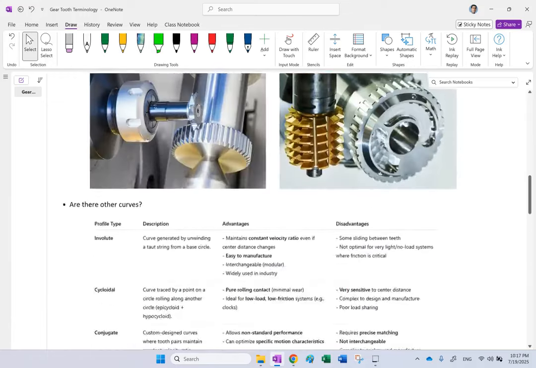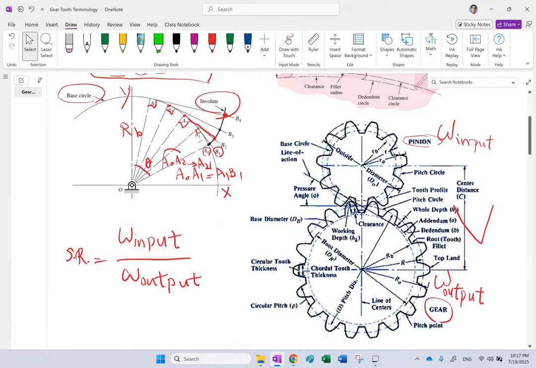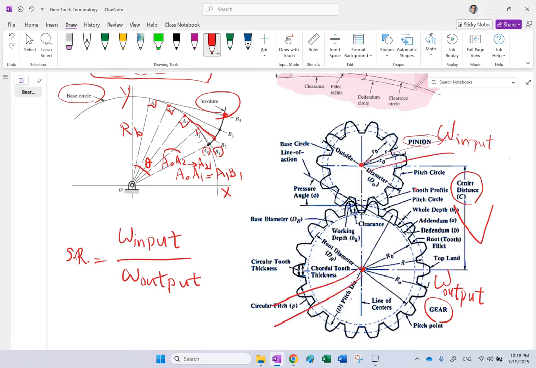But clearly, this depends on the fact that these teeth are well engaged with each other and everything is working perfectly. And one of the conditions for that is that this distance from the center of gear 1 to the center of gear 2, which we call the center distance, stays constant. In other words, if this one is mounted on one shaft and this one is mounted on another shaft, the distance between these two shafts stays constant.